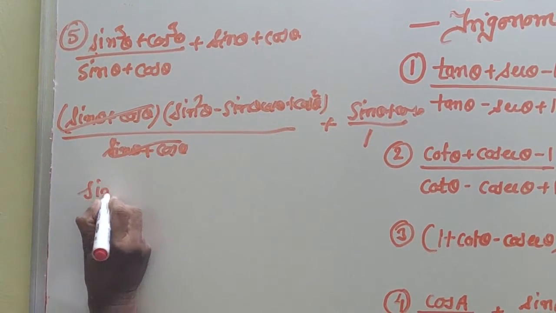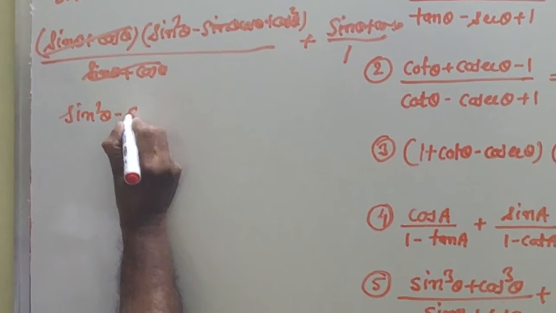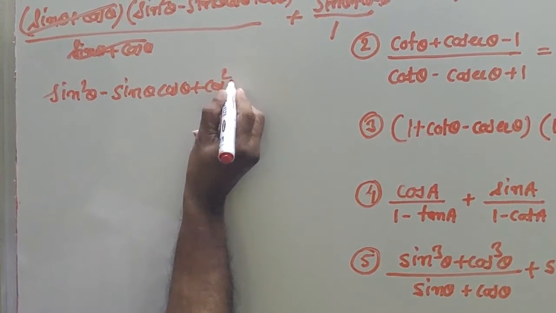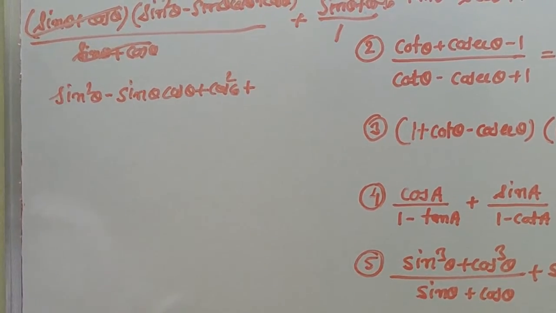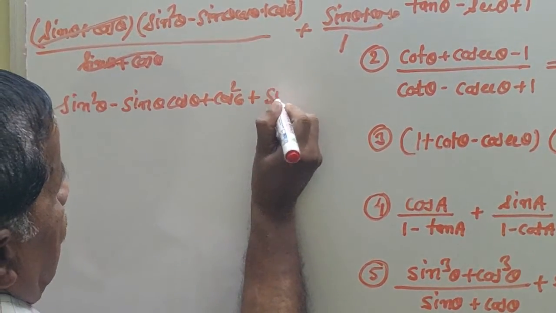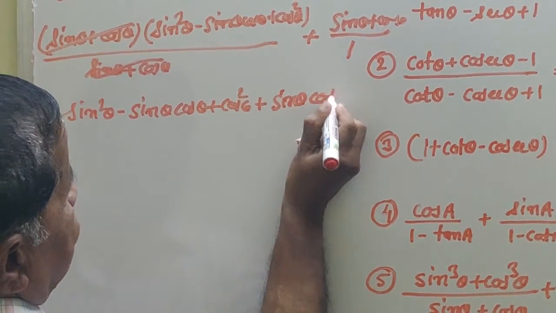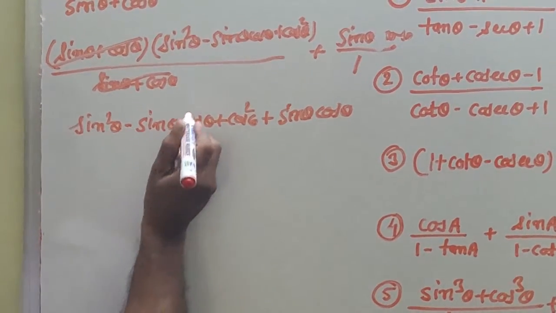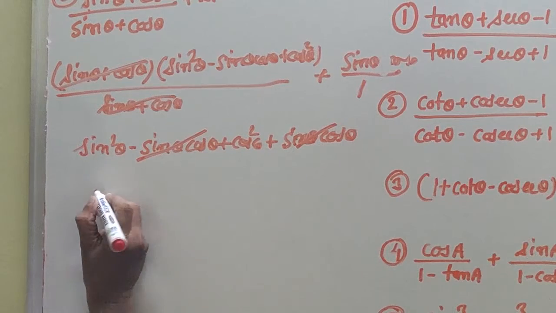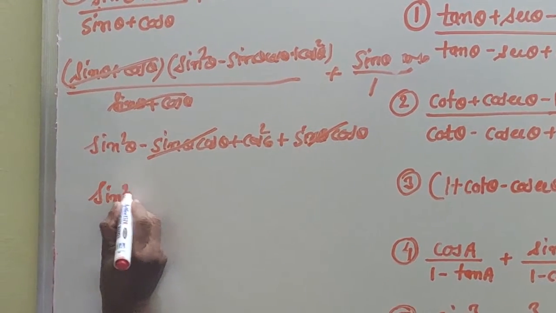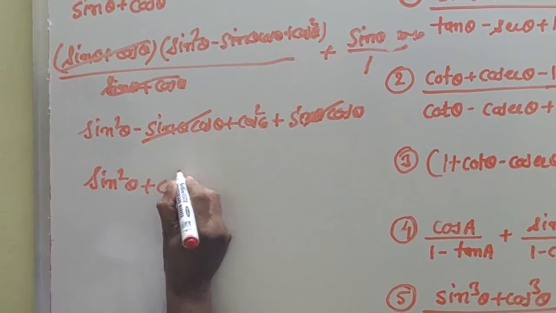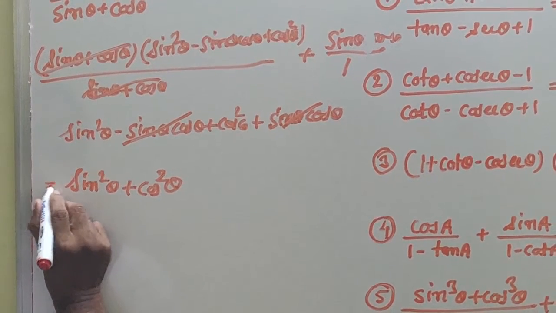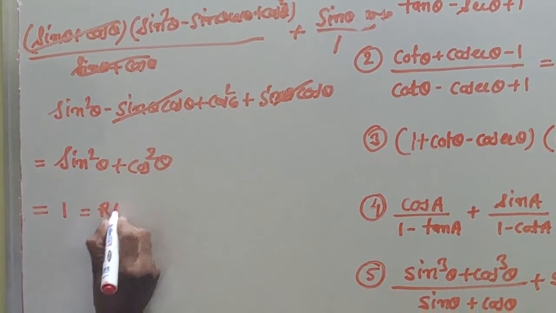Sin square theta minus sin theta cos theta plus cos square theta, plus sin theta into cos theta is given. Now you know that this will get cancelled with this, so what will remain here? Sin square theta plus cos square theta will remain, and you must know sin square theta plus cos square theta is equal to 1. This is your required answer.